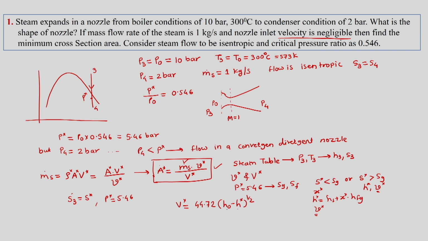In this particular example, S star happens to be more than SG. So, we do not have to find out dryness fraction, we just have to find out H star from the steam table and we have to find out specific volume. I hope this is the way to solve this example. I have elaborated the procedure of how to solve the example. So, we will solve the next example.